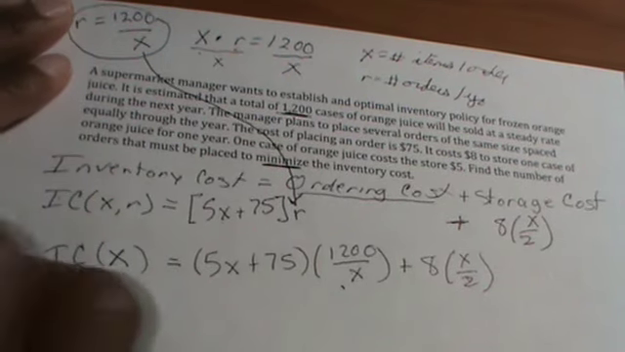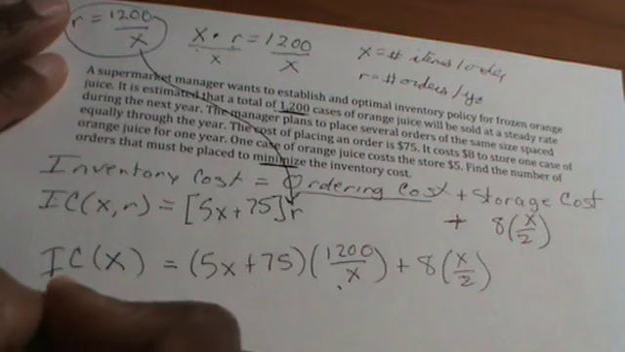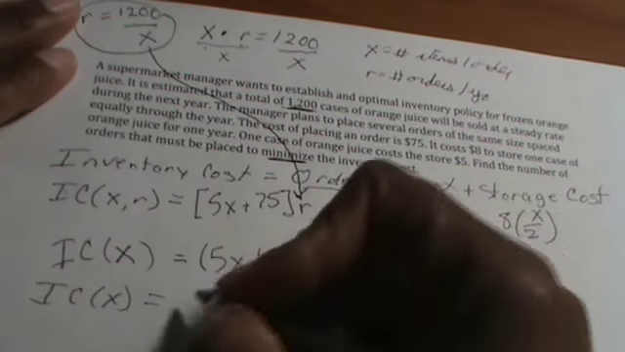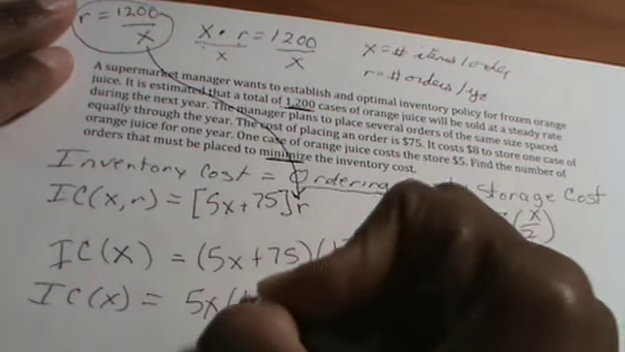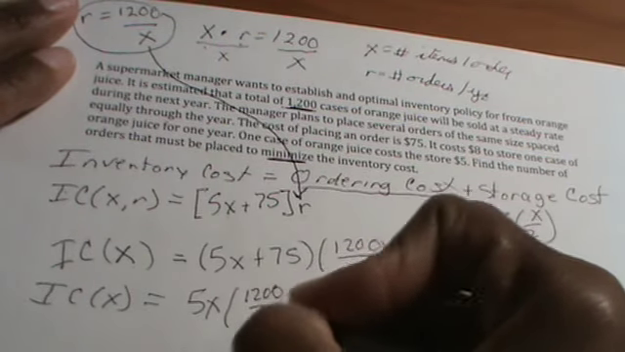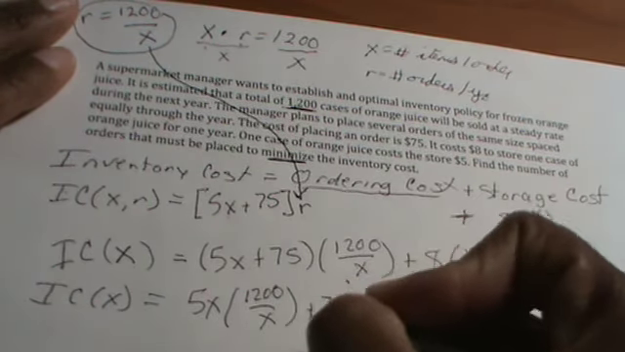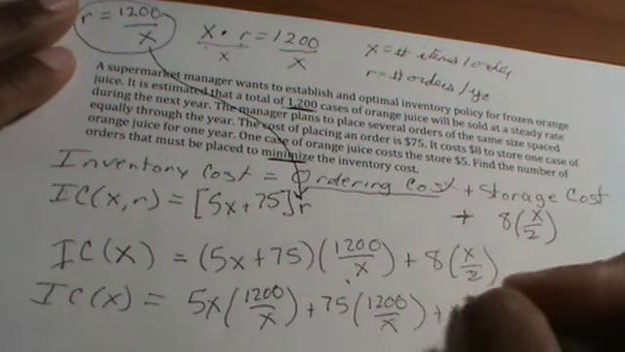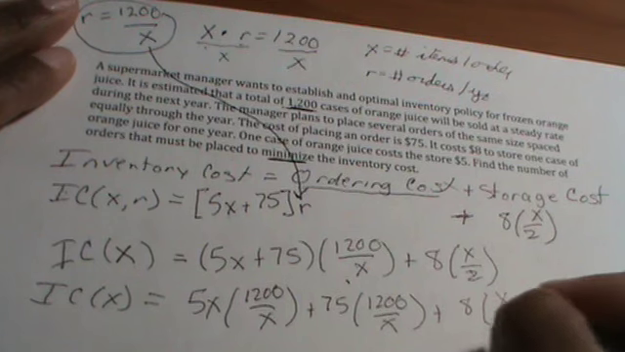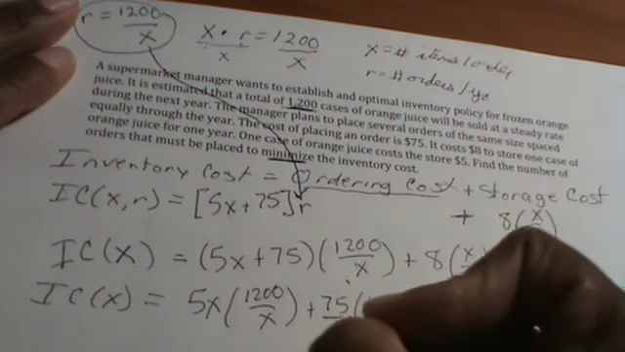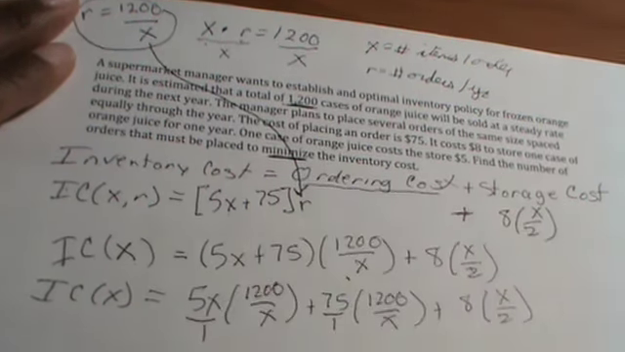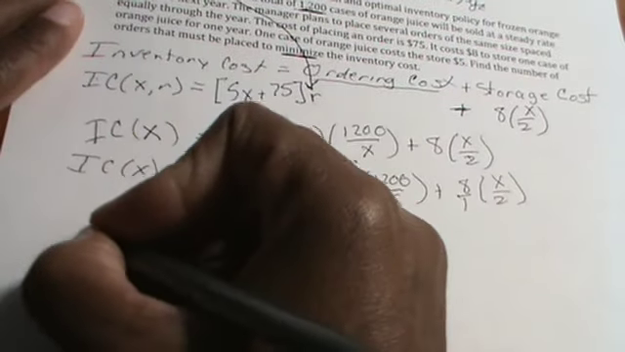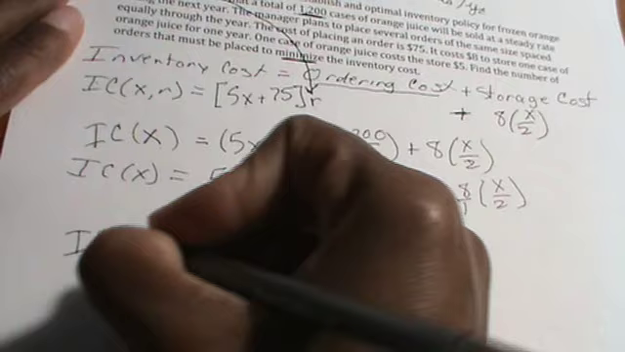Let me simplify this. IC of X equals, let's see, 5X times 1200 over X plus 75 times 1200 over X plus 8 times X over 2. Right, I'm going to put these 2 over 1 so the simplification can be easier. You put the 8 over 1 too if it makes it easier.